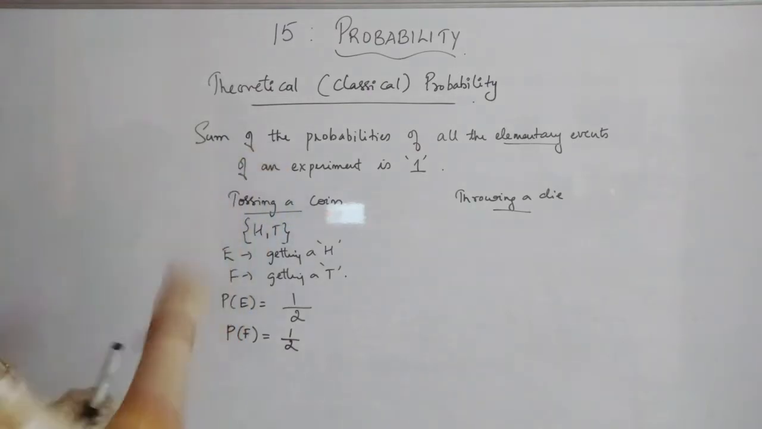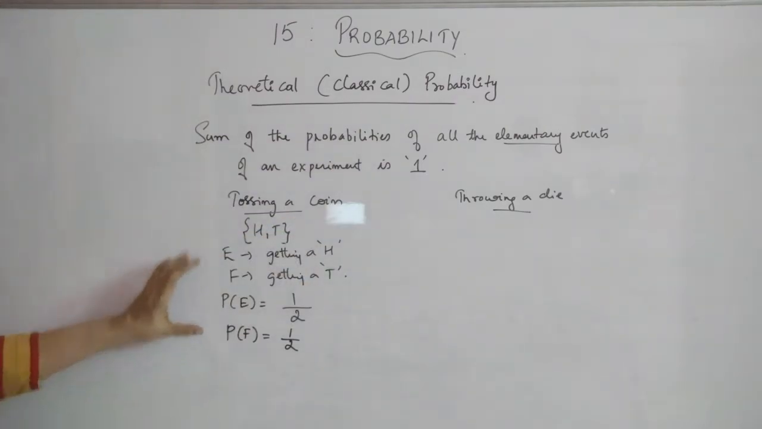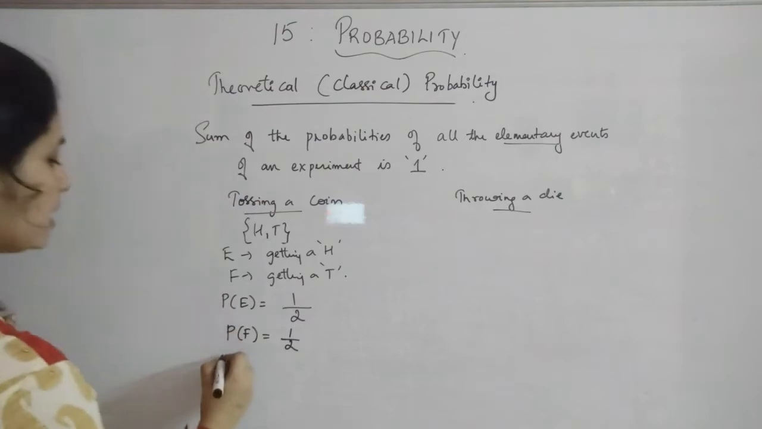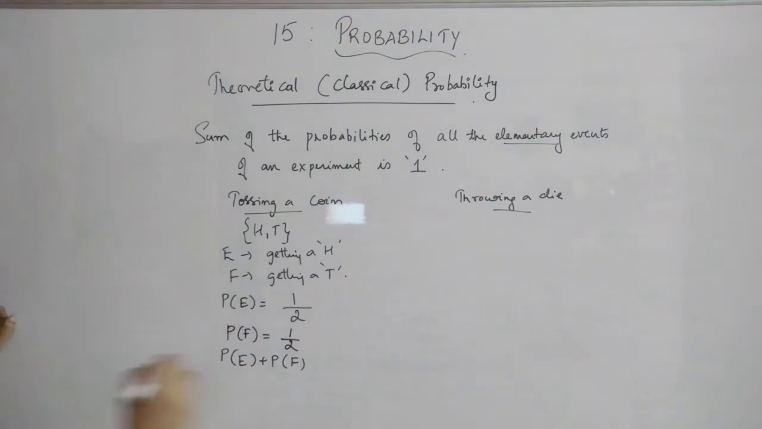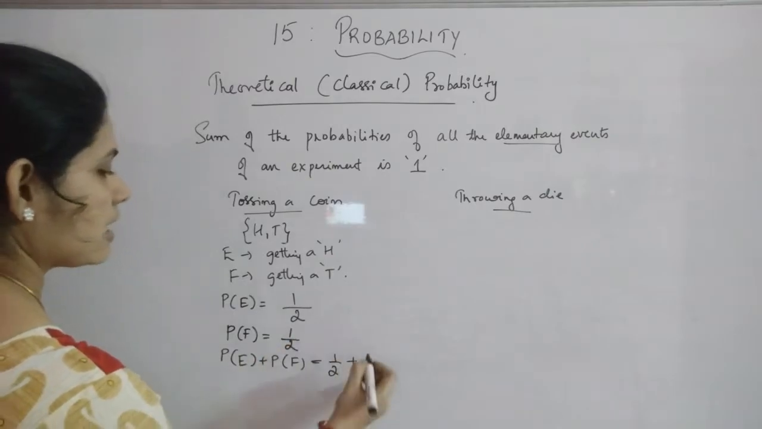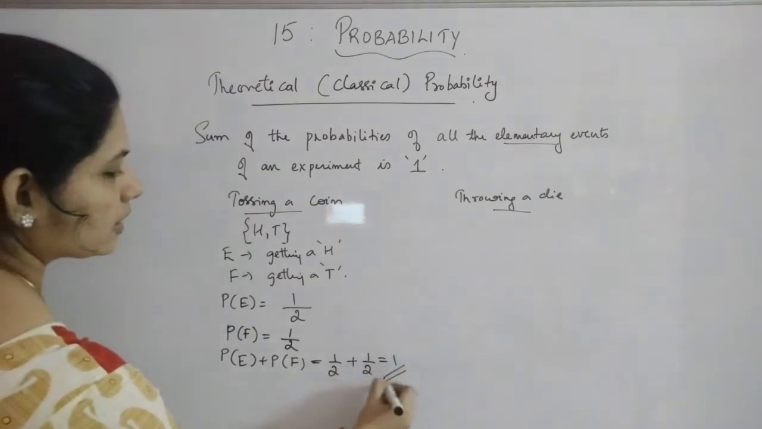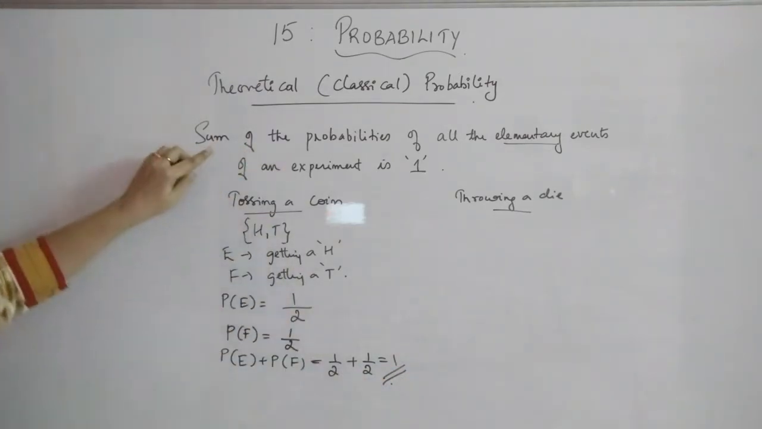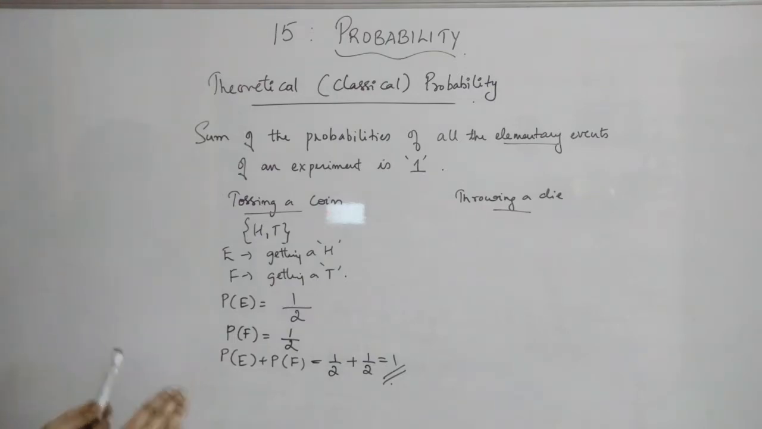Okay, now what they are saying in the point is the sum of the probabilities of all the elementary events. Here you have 2 elementary events for this experiment, tossing a coin. So they are saying that we add the probabilities of both elementary events. Probability of E is half and probability of F is half, and you will get 2 by 2, which is 1. So for elementary events, the sum of all the probabilities gives you 1.